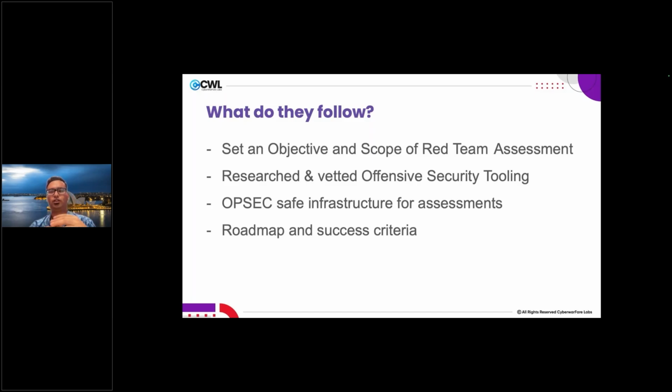So that's how the things work. Then they follow research and vetted offensive security tooling, or OSTs. So you might be viewing that there is a lot of murmur around the OSTs, the open source offensive security tooling, which are already open, and the techniques.